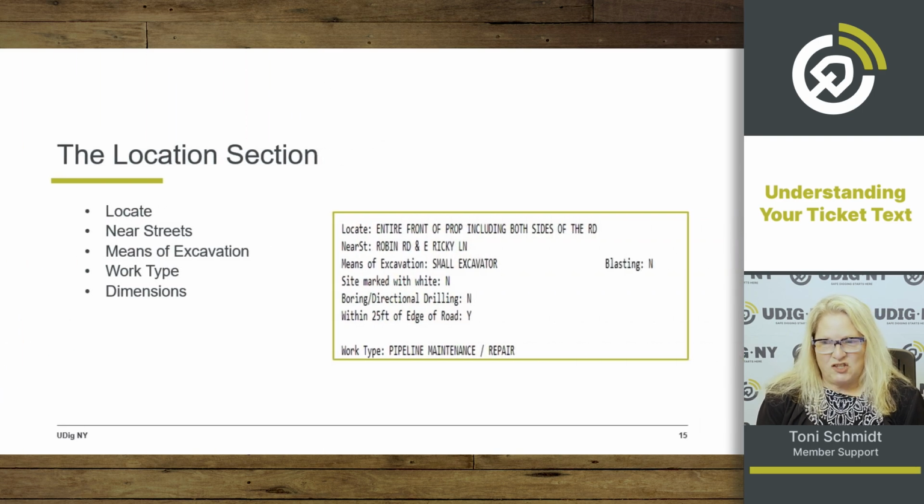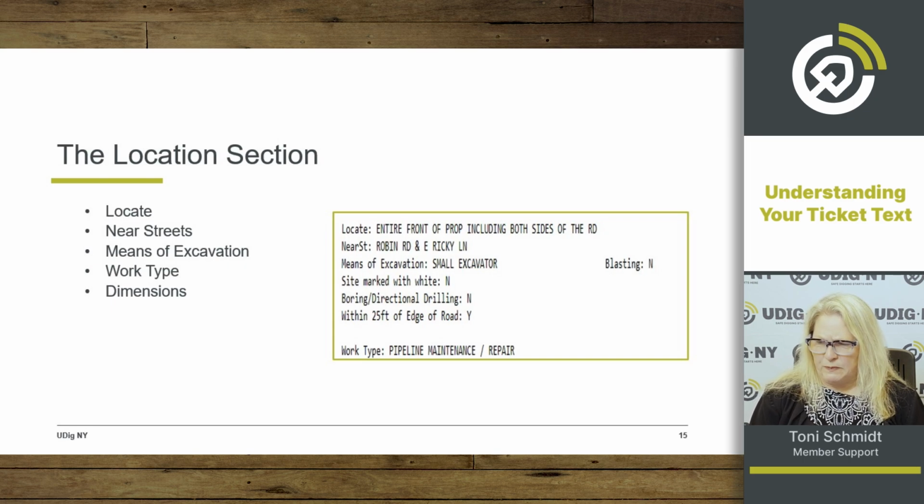The location section. This section provides the locate instructions for the excavation and includes items such as work type, near streets, dimensions, and the means of excavation. We urge excavators to provide detailed information and instructions to help both the excavators and the members save valuable time and decrease their response time. The first item in this section is the locate field. These are specific instructions detailing where the excavation is taking place and sometimes how the area is pre-marked.